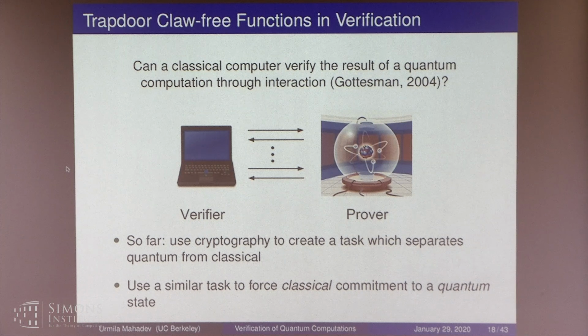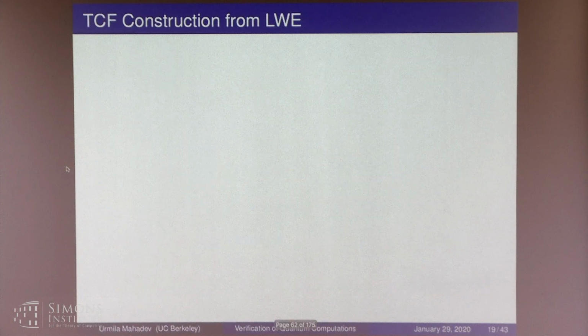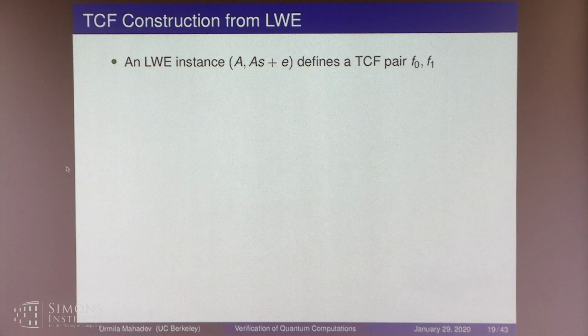But before that, let me briefly tell you how TCF pairs are constructed from learning with errors. If this is unfamiliar to you, you can ignore the next two slides, and I won't get back to learning with errors after that. Okay, so for the TCF construction from learning with errors, an LWE instance defines a TCF pair, F0 and F1. And here's what the TCF pair looks like. F0 is approximately just the matrix A multiplied by the input, and F1 is almost the same thing, but shifted by the LWE sample.